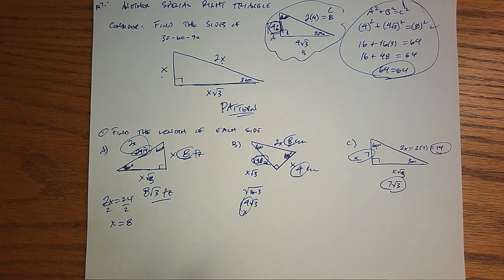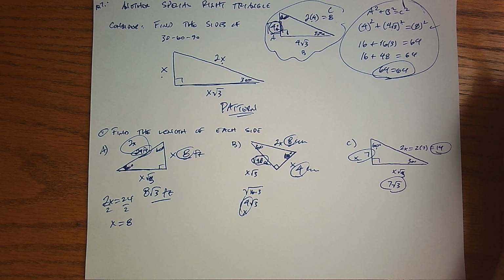So we're making use of a pattern, the 30, 60, 90 pattern, or a 45, 45, 90 pattern, to basically find the lengths of my other two sides. All right, we'll practice this a little bit more in one more video.